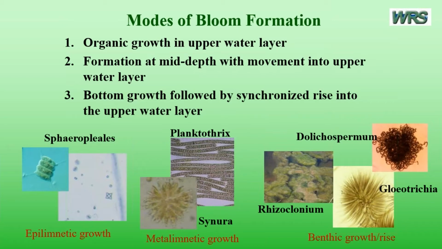One is it washed in from upstream. Okay, we're not controlling that, but that's an option. Organic growth in the upper water column: a little bit is present, there's enough nutrients, it grows into a bloom. Turns out not to be the most common thing. More often than not, it's either forming at a mid-depth if you have stratification and then moving up, or it's forming near the bottom in shallow lakes or at a mid-depth in deep lakes and popping up. So these blooms tend to show up kind of quickly.